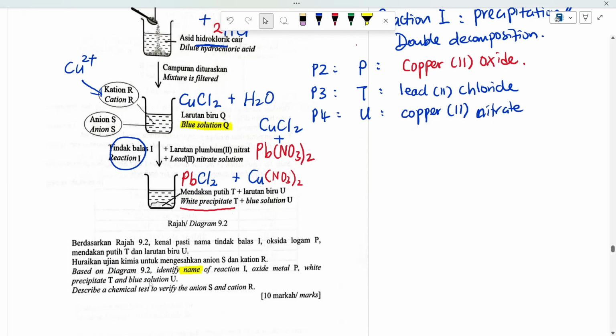Describe a chemical test to verify the anion S. So anion S we know already. This is chloride. Then R is copper. So roughly the anion is 3 marks and the ion is 3 marks, so the total is 6 marks. So we can write down like this: test for K ions R. How to test the copper ions, class?